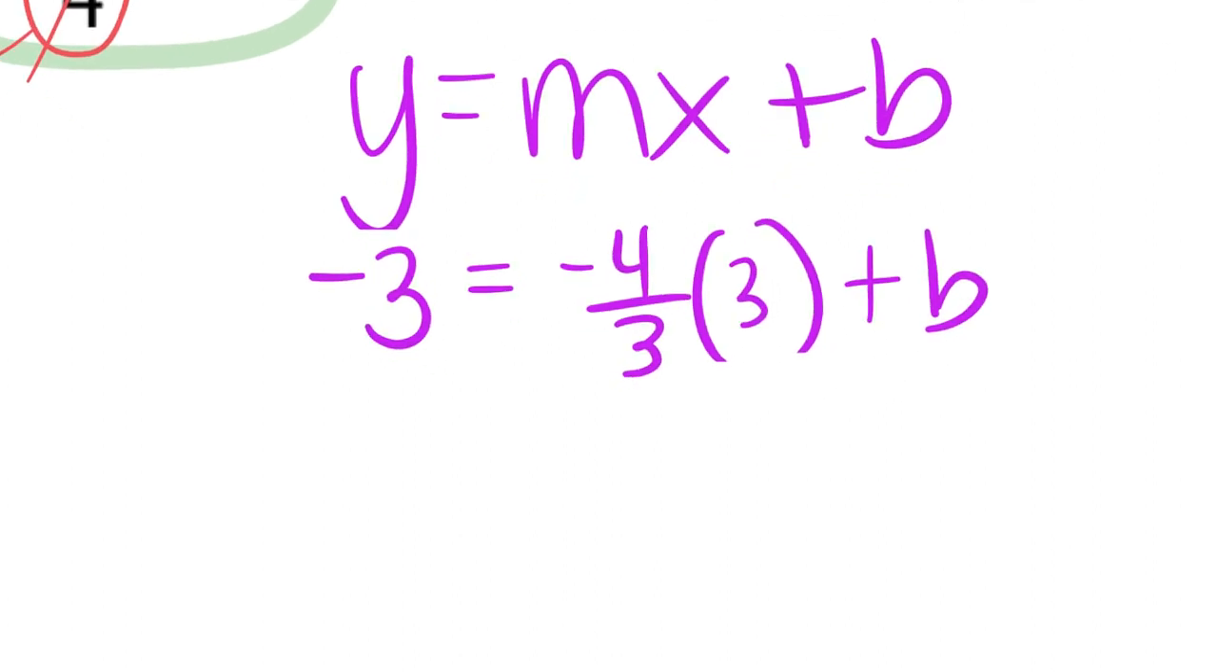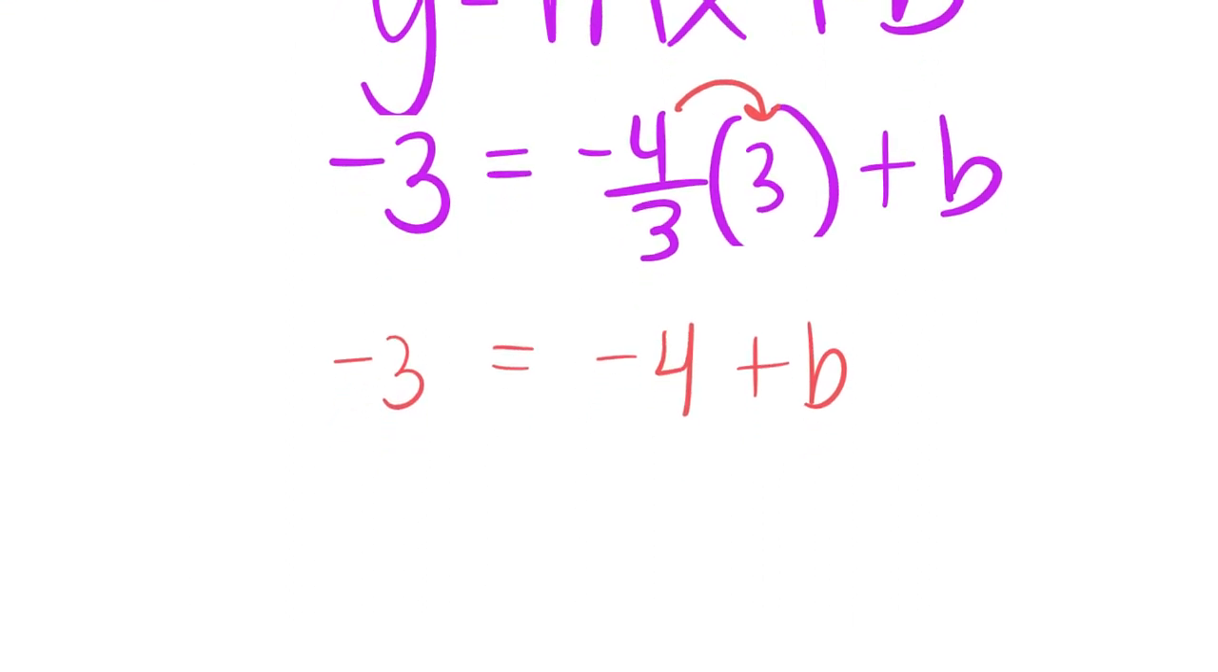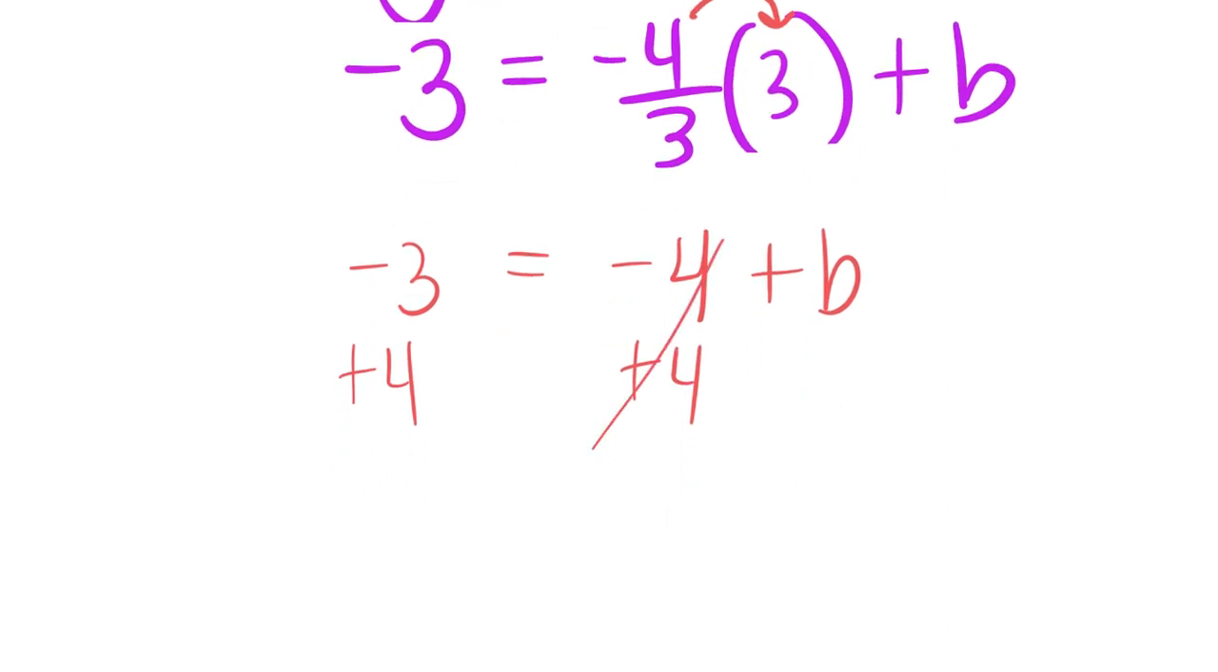So we're going to do -4/3 times 3. You can multiply that however you want, but that would just equal -4. So -4/3 times 3 is -4. And then we would add the b, bring down the -3 over here, and then we can add 4 to both sides. -3 plus 4 is 1, so our y-intercept is 1.